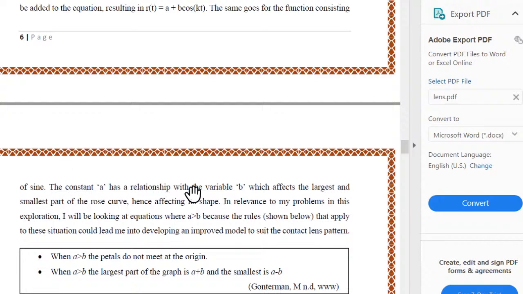Okay, the constant a has a relationship with b that affects the largest and smallest parts of the rose curve. So it's taking what they know from the a, applying it to polar, affecting its shape. To my problem in this expression, I'll be looking at the equations where a is greater than b, because those are the rules that apply. Yeah. Okay. They cited it: when a is greater than b, the largest part of the graph is a plus b, the smallest.